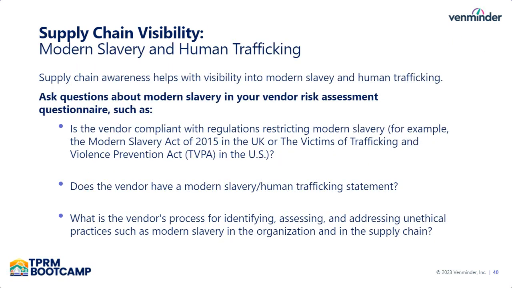So modern slavery and human trafficking has really been something that businesses have been trying to address more proactively. Supply chain awareness is going to help with visibility into modern slavery and human trafficking. You want to ask questions about these things right in your vendor risk assessment questionnaires. Some examples are, is the vendor compliant with regulations restricting modern slavery? For example, the Modern Slavery Act of 2015 in the UK, or the Victims of Trafficking and Violence Prevention Act in the US. Asking those specific questions gives you immediate insight.